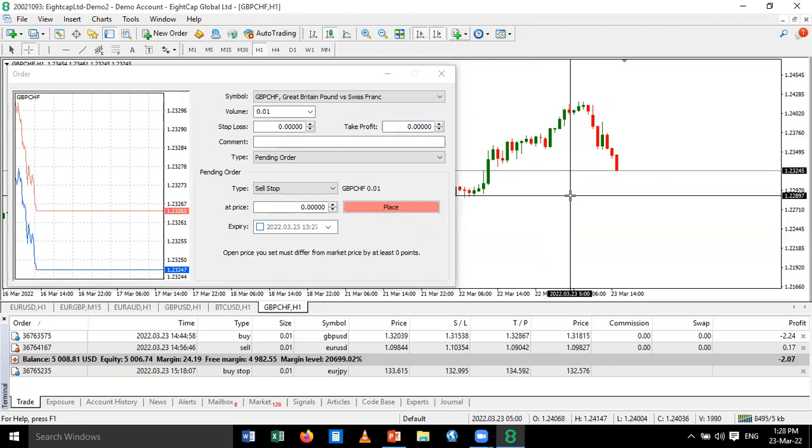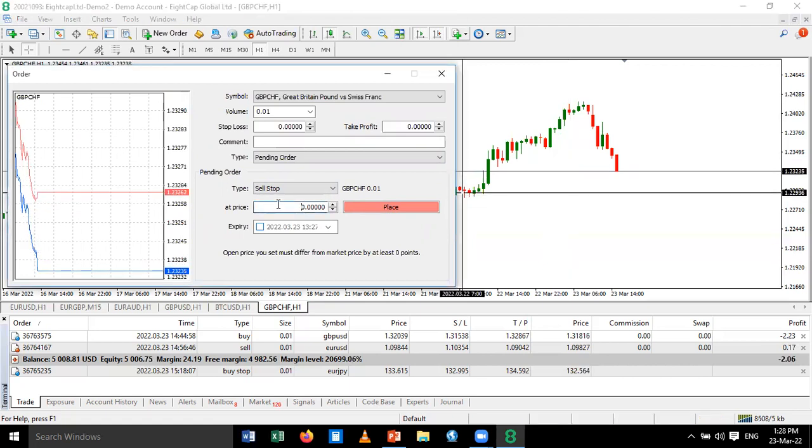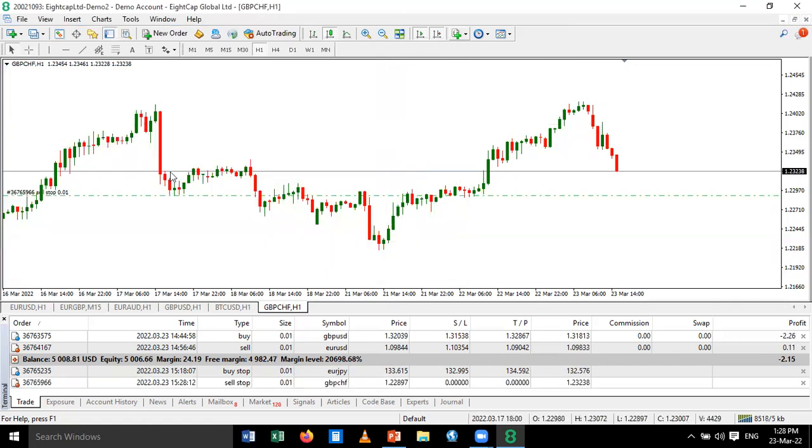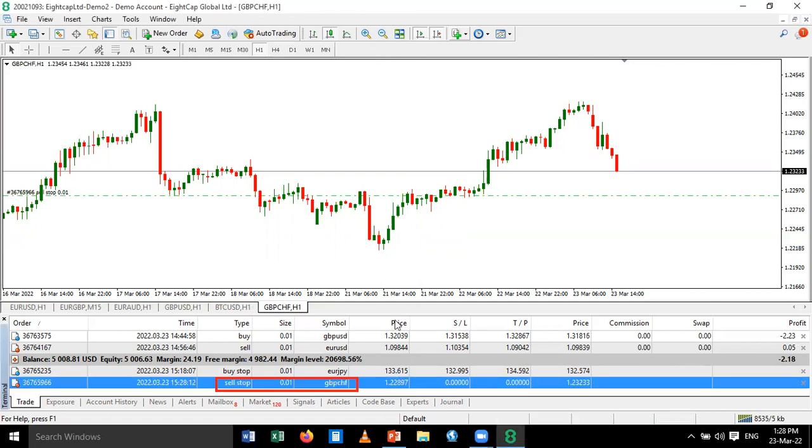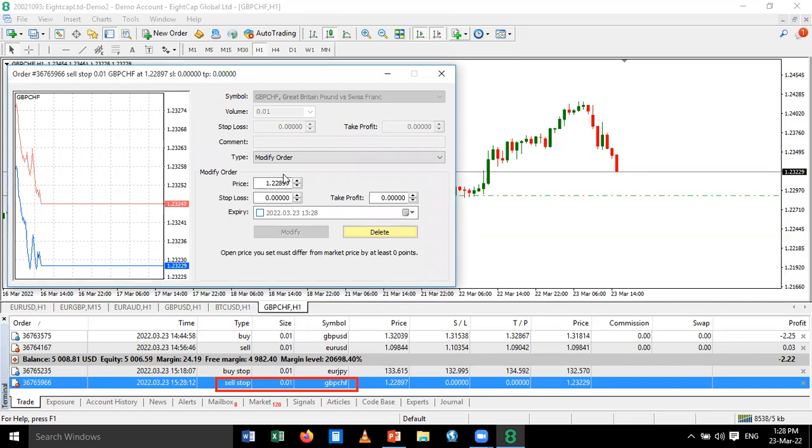Okay, take me in on this price here. This is 1.22897. Come here and type here 1.22897. And I click on place. To do my stop loss and take profit, I simply come down to where I have the order below, got it here, sell stop, GBPCHF. I double click on it. Double clicking on it, it brings up the modify dialog box.